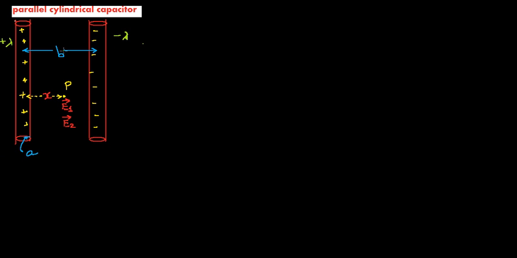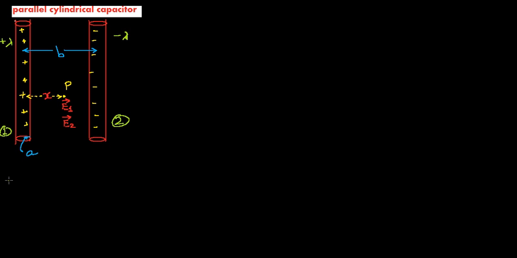is b, right? Now we need to find the electric field at any point P, at distance x from cylinder 1. This is cylinder 1, and this one is cylinder 2. Between them, we can apply Gauss's law, since the electric field will be uniform here. So the electric field over the area at this point will equal the total charge divided by epsilon naught. That is Gauss's law.